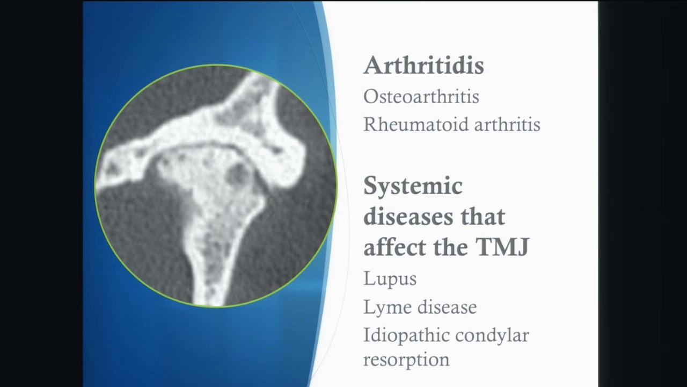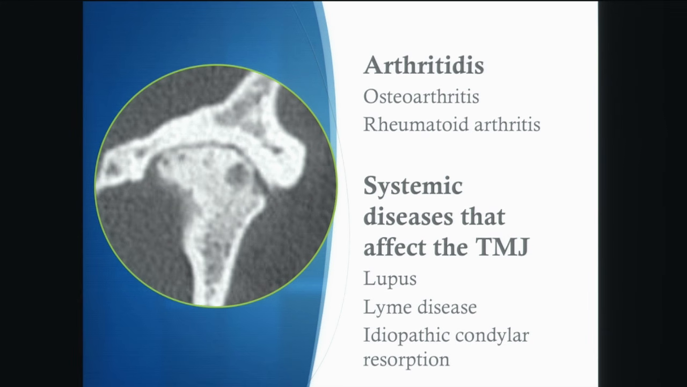Then we come to arthritis and systemic disease, and all of them will look kind of like this on an X-ray: a lot of degeneration of the bone. It's only further testing that will show what kind of disorder it is. Of course, osteoarthritis is the most common.